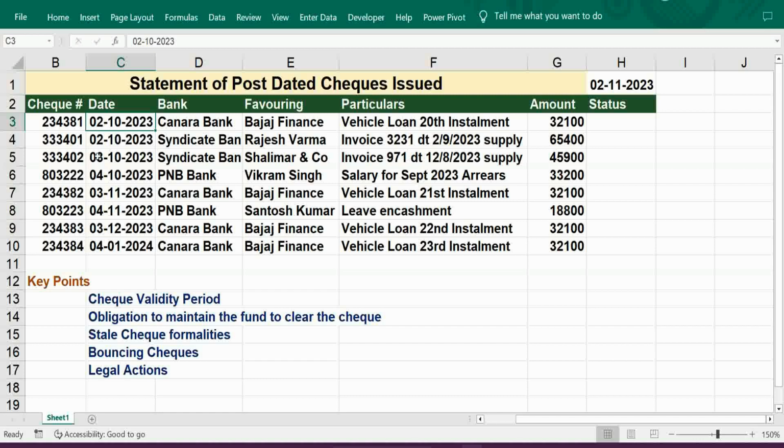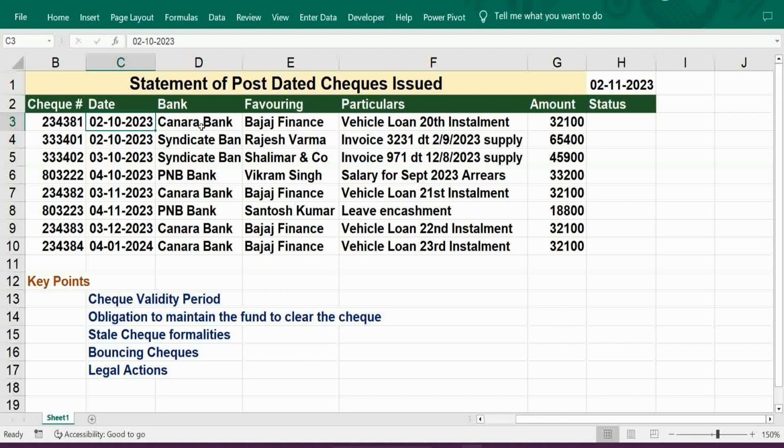The main objective is that the check valid period is only 3 months. Within that period, the particular party, whoever received the check, should present the check in the bank and it should be encashed. Otherwise, the check will become stale. Check date, we have to keep track of fund flow, fund management in the bank.